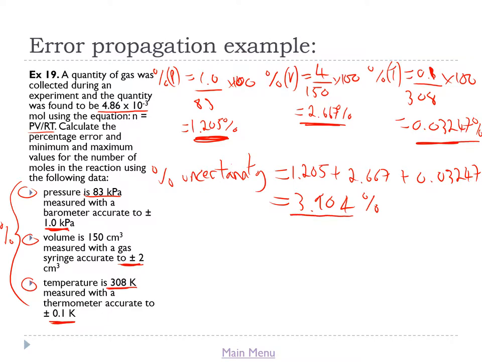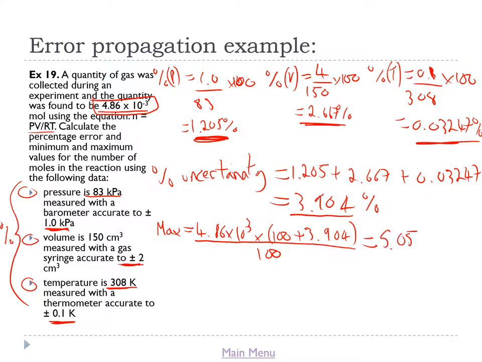Now, lastly, to calculate our maximum and minimum values, the maximum value is going to be our result, 4.86 times 10 to the minus 3, times 100 plus our uncertainty, 3.904, divided by 100, which equals 5.05 times 10 to the minus 3 moles.